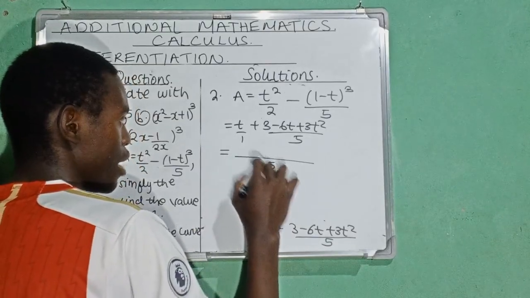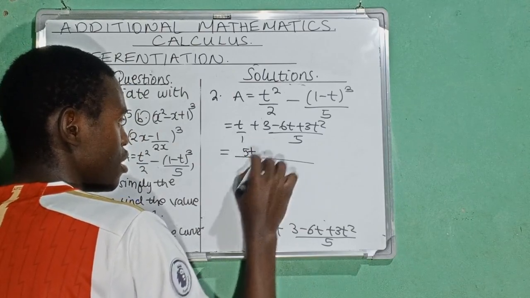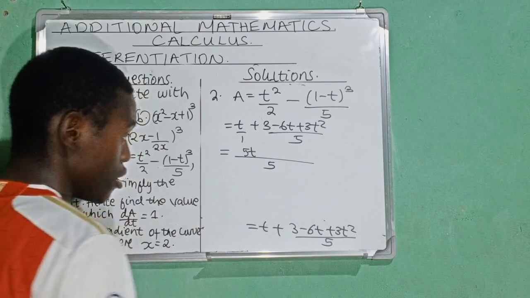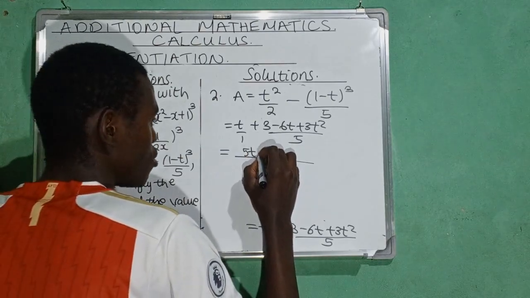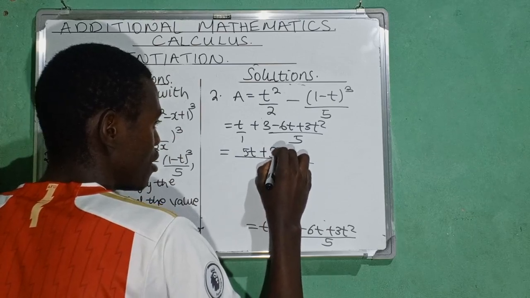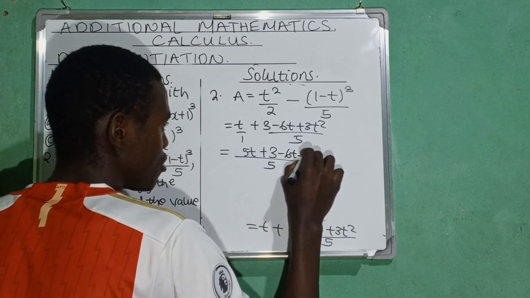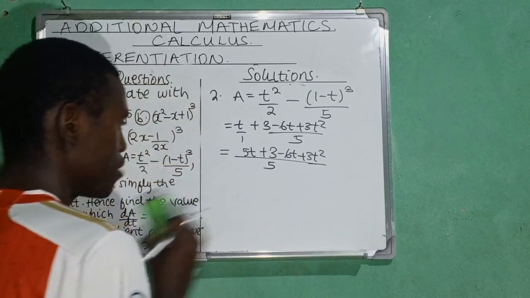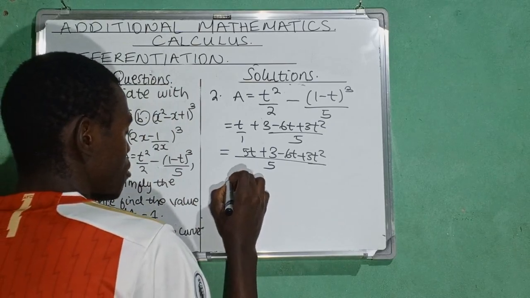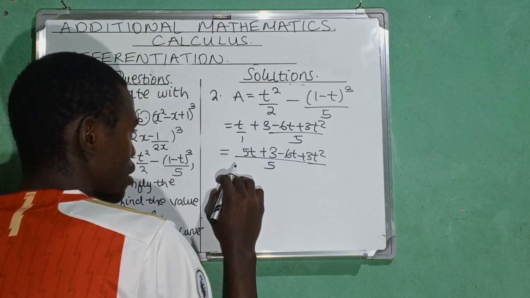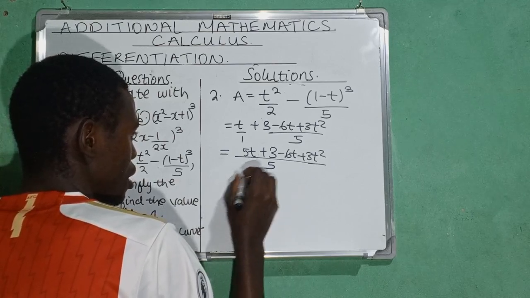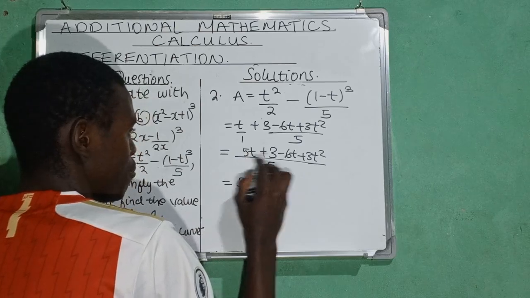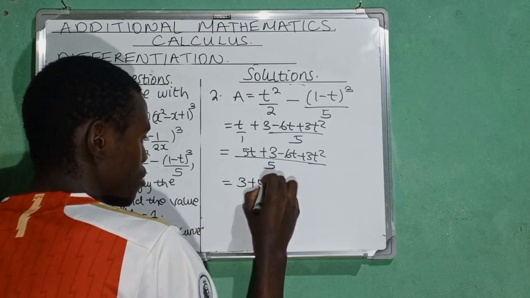So 1 can go into 5 times t, it will be 5t, and then 5 can go into itself 1, and then 1 multiplied by the numerator is going to be plus 3 minus 6t plus 3t squared. Then if we simplify, simplifying simply means you collect the like terms. We can see that we have a 5t and the negative 6t, so it's going to be equal to 3. 5t minus 6t, let's group like terms together first of all.